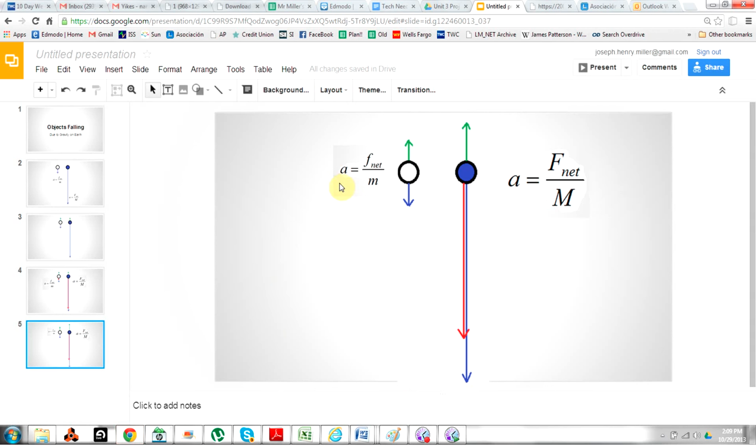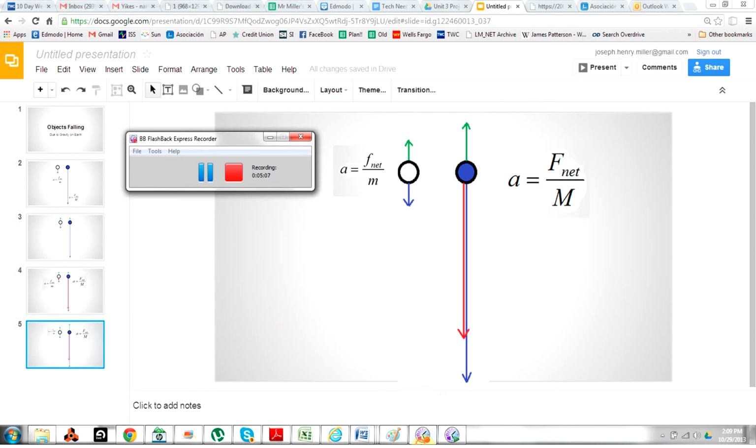So I hope that helps you answer those questions. I could ask questions about being on the moon where there's no air resistance, or I could ask questions about here on Earth, looking at these comparative objects.